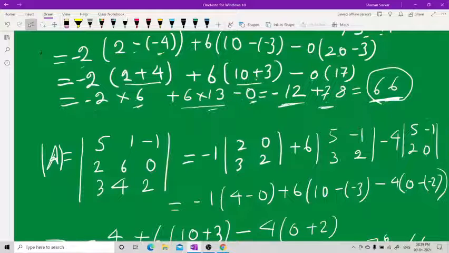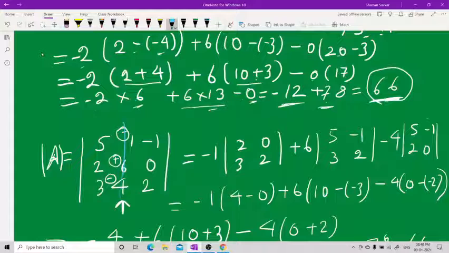Let me do with the second column. Let me do with this column. Now see, I will put the same thing: plus, minus, plus, minus, plus, minus, plus, minus, plus. Since I will be expanding with this, I'll circle them. And the rest I will rub out. Now with this column, I will be expanding.